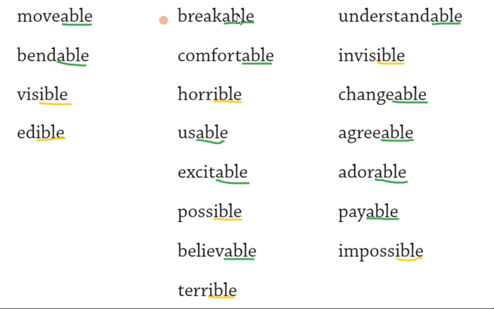Again, notice words with able ending, those have a base word we can recognize. Words with ible endings often do not have a base word we can recognize, but all of these words are adjectives. They are used to describe things.